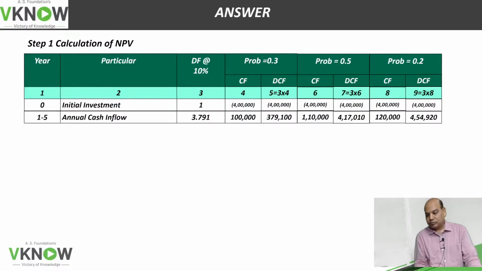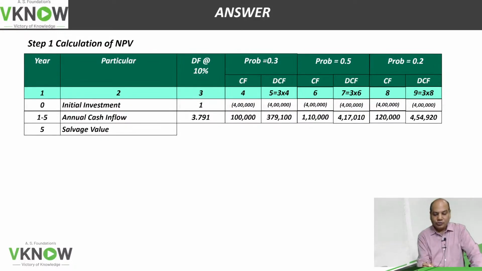1,20,000. The answer is probability will be 4,54,920. The DCF will be 454,920. And fifth year, write down salvage value. Fifth year discounting factor is 0.621.